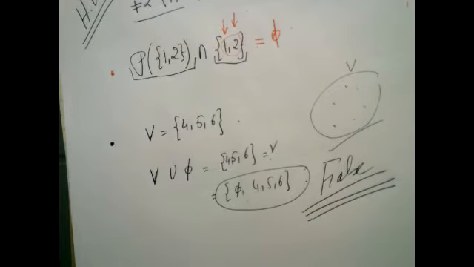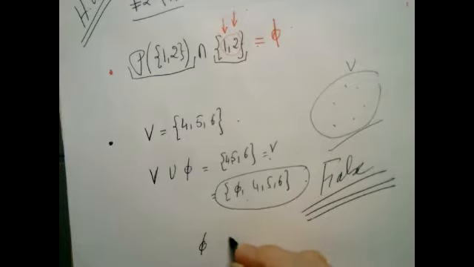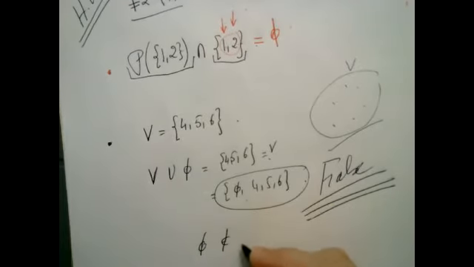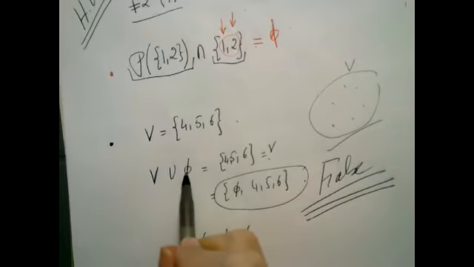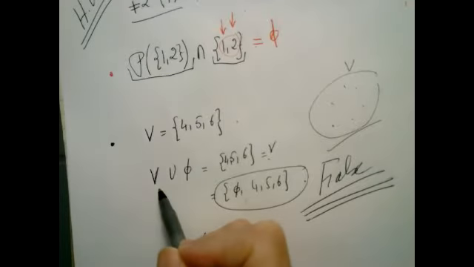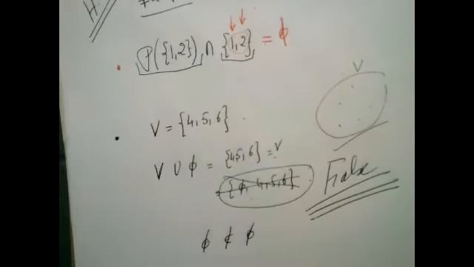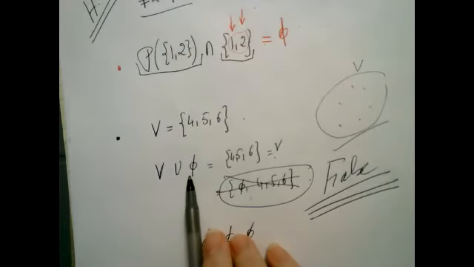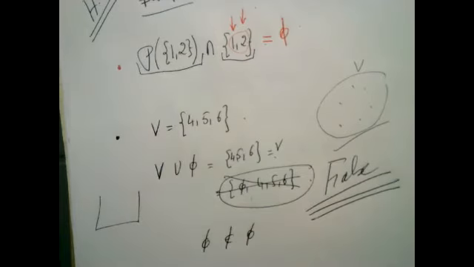Because the empty set is not an element, it's the set itself. Right, because the empty set is not an element of the empty set. The empty set has nothing in it, has no element in it. So this empty set is not an element of V, so it cannot be in the union. End of the story. To be in the union, it should be either here or here, but it's not here because there is nothing in here. It's just an empty box.